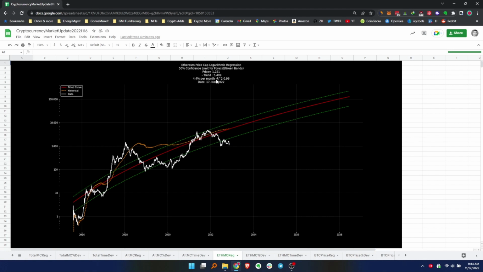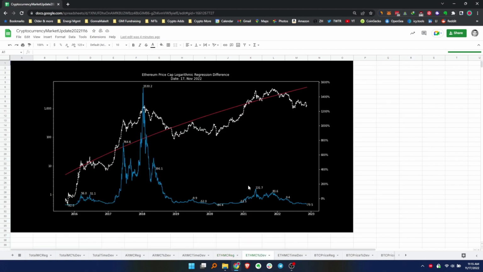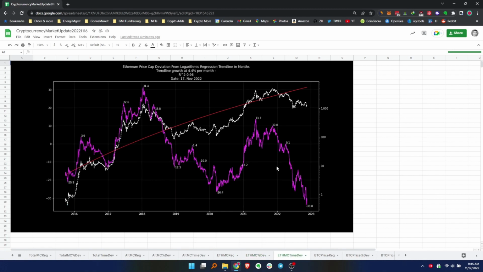So let's look at, again, the percent deviation, time deviation here. This is crazy. Look at this. 33 months undervalued. Ethereum is more undervalued essentially than it's ever been in history. Wow, I feel like we should repeat that point. Ethereum is more undervalued now than it's ever been in history. How about that, you guys?